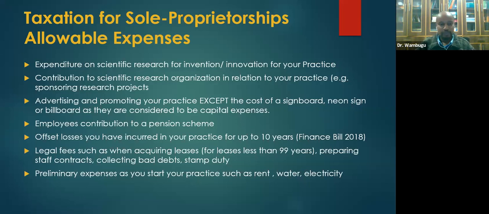Then the contributions for your employees to a pension scheme are allowable. You can also offset losses in your practice for up to 10 years. So if you make a loss in year 1, then another loss in year 2, then you make a profit, you make a profit, you make a loss. Even if you make consecutive losses, you can offset losses you have incurred for up to 10 years. Legal fees are also allowable, but not all. I'll explain which ones are not. The fees you get from acquiring leases, preparation of staff contracts, collecting bad debts, so you engage a debt collector, and stamp duty, those are allowable. Then preliminary expenses as you start your practice, such as rent, water, and electricity, are also allowable.